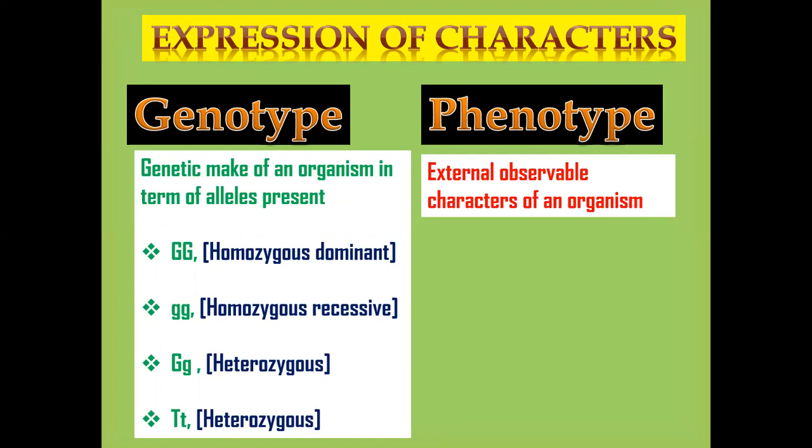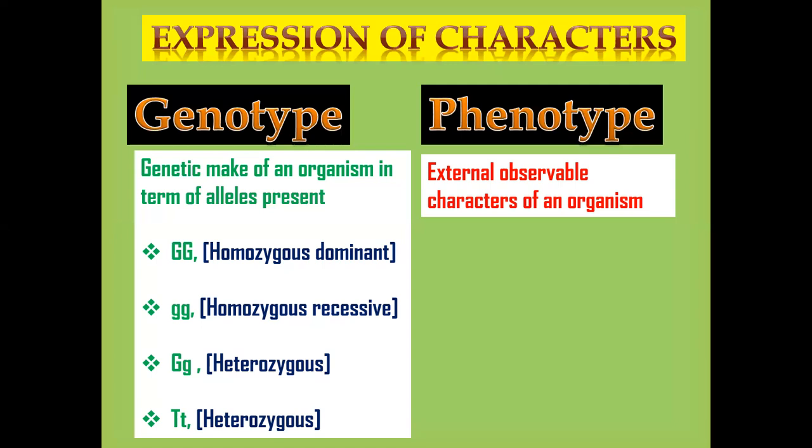For example, if we want to represent the internal genetic information, this internal genetic makeup may be homozygous dominant, which we represent with a capital letter, capital G, while homozygous recessive is represented with a lowercase letter, the lowercase g. And if it is heterozygous, we use one capital and one lowercase letter to represent the heterozygous. While phenotypic expressions are the external observable character of the organism.